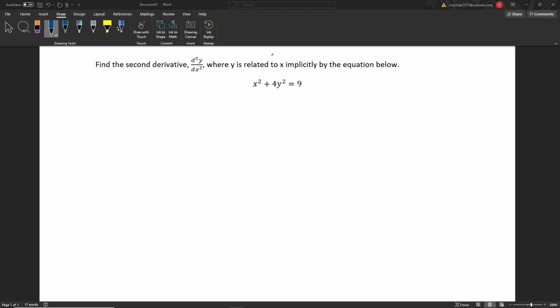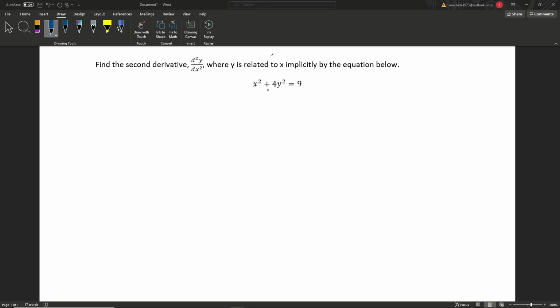For the following problems, we're going to find the second derivative where y is related to x implicitly by the equation below, where we have x squared plus 4y squared equals 9. Usually when we're finding the second derivative of a function, we'd first find the derivative and then find the second derivative. We're going to do that, but we have to use implicit differentiation to find the derivative of these functions because the function is not solved explicitly for y.